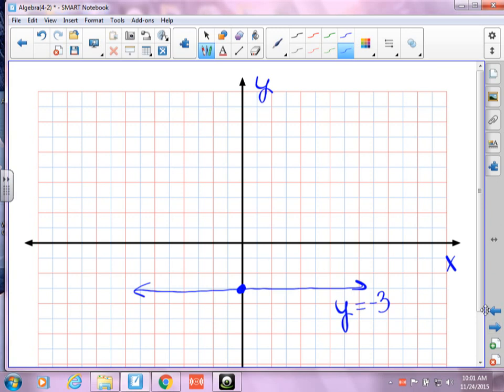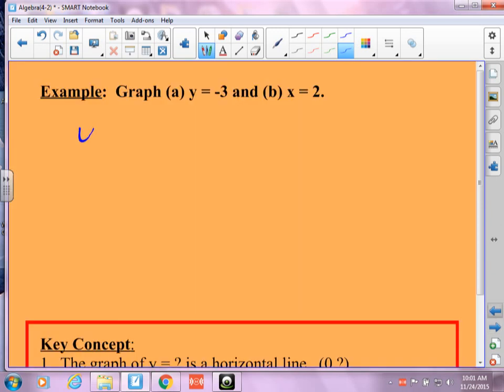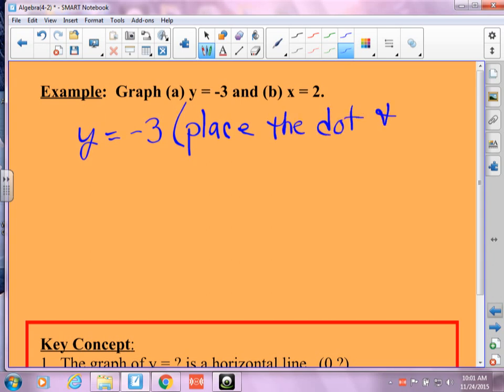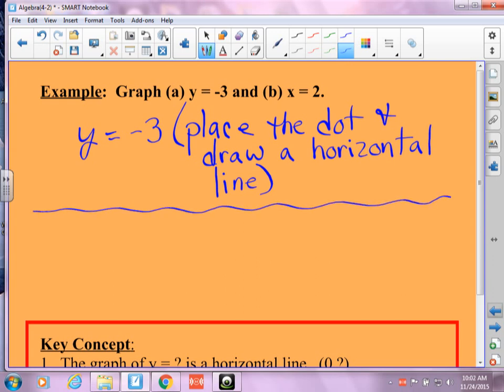Okay, so if I go back, the y equals -3, you're going to place the dot and draw a horizontal line. It's not hard. The kids get it confused all the time. They wake up, they're like, oh, it's just y equals whatever. Okay.